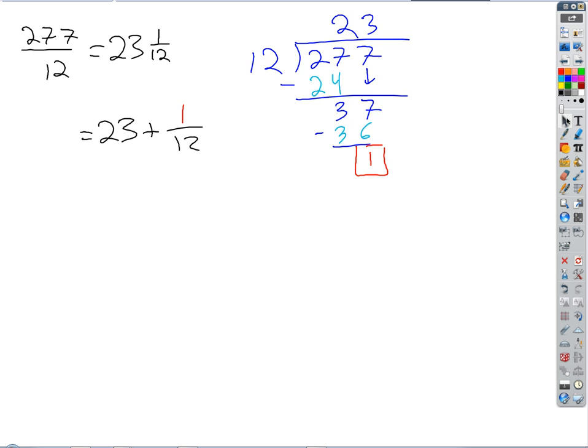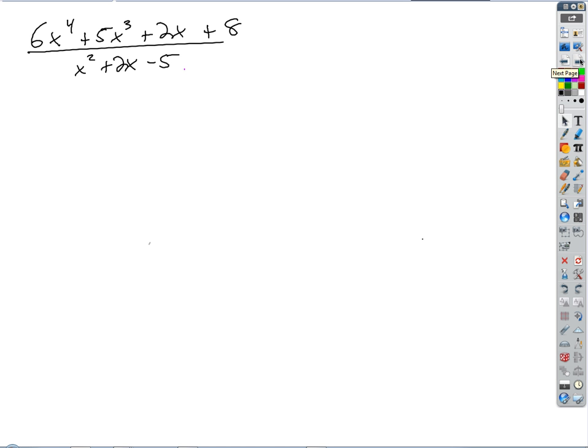Okay, so let's take that line of thinking and apply it to a polynomial. This is the polynomial that we're going to divide out. We already know we're going to put the denominator outside and the numerator inside. There are a couple of things that are different about a polynomial, but it's really the same process. The x squared plus 2x minus 5 goes outside, and this is the polynomial that goes inside.